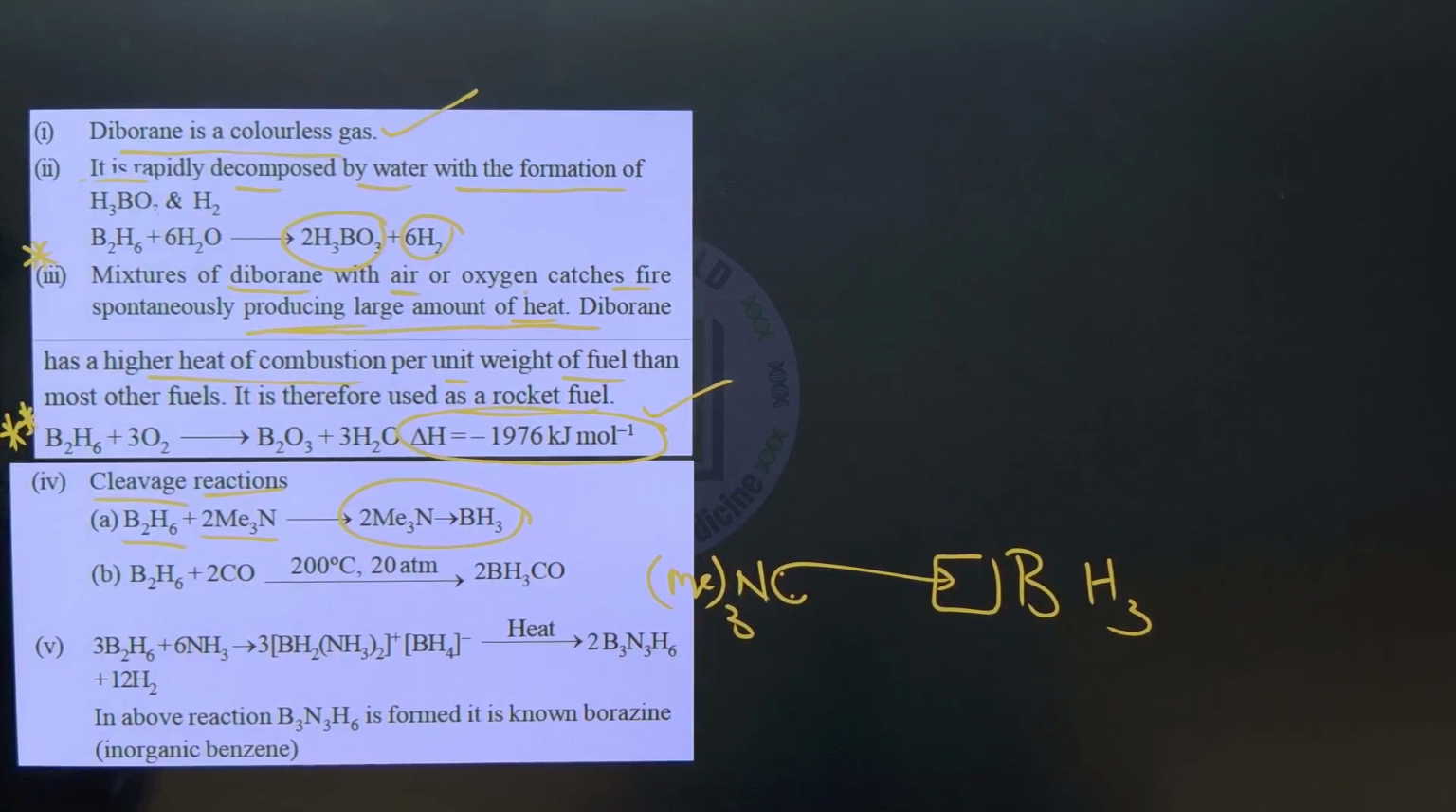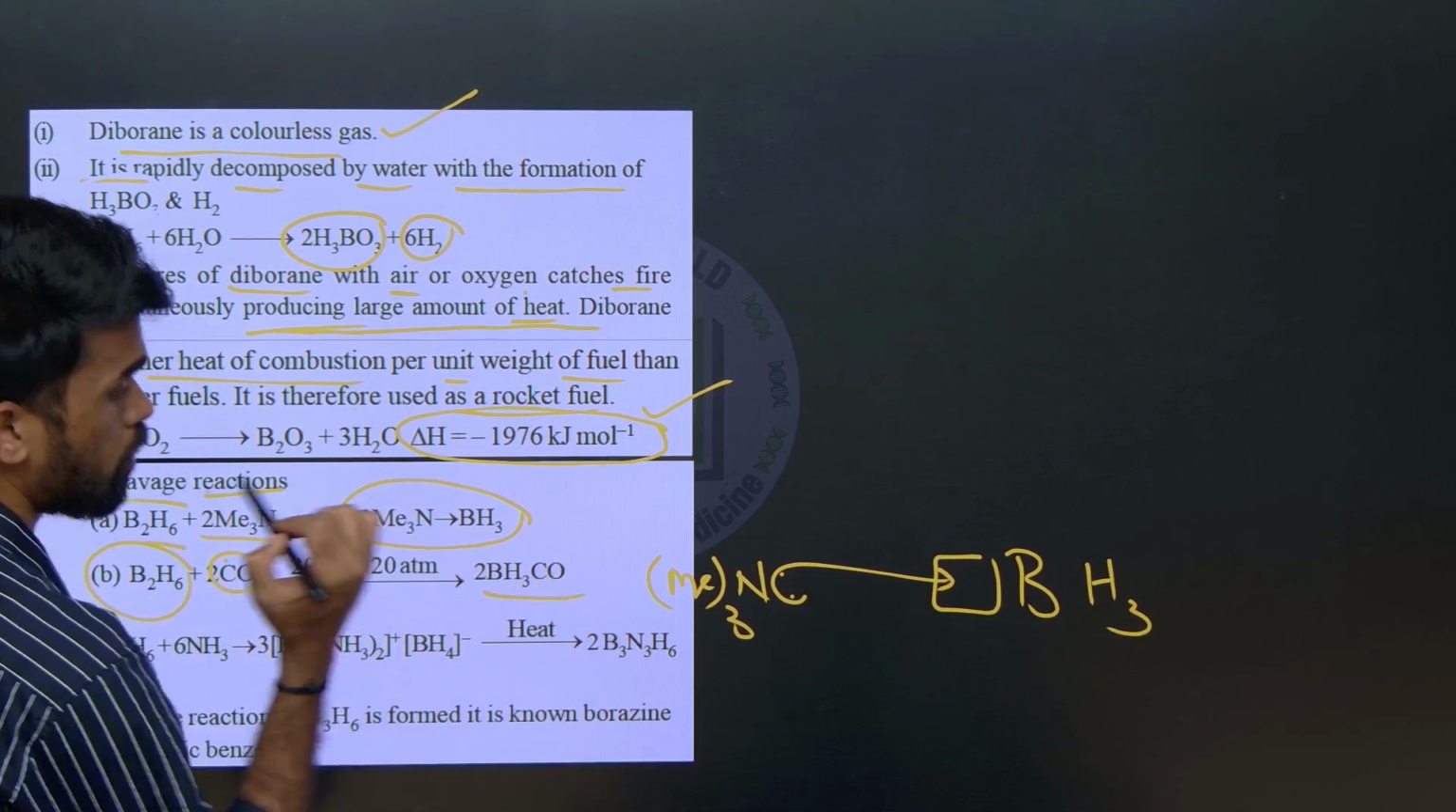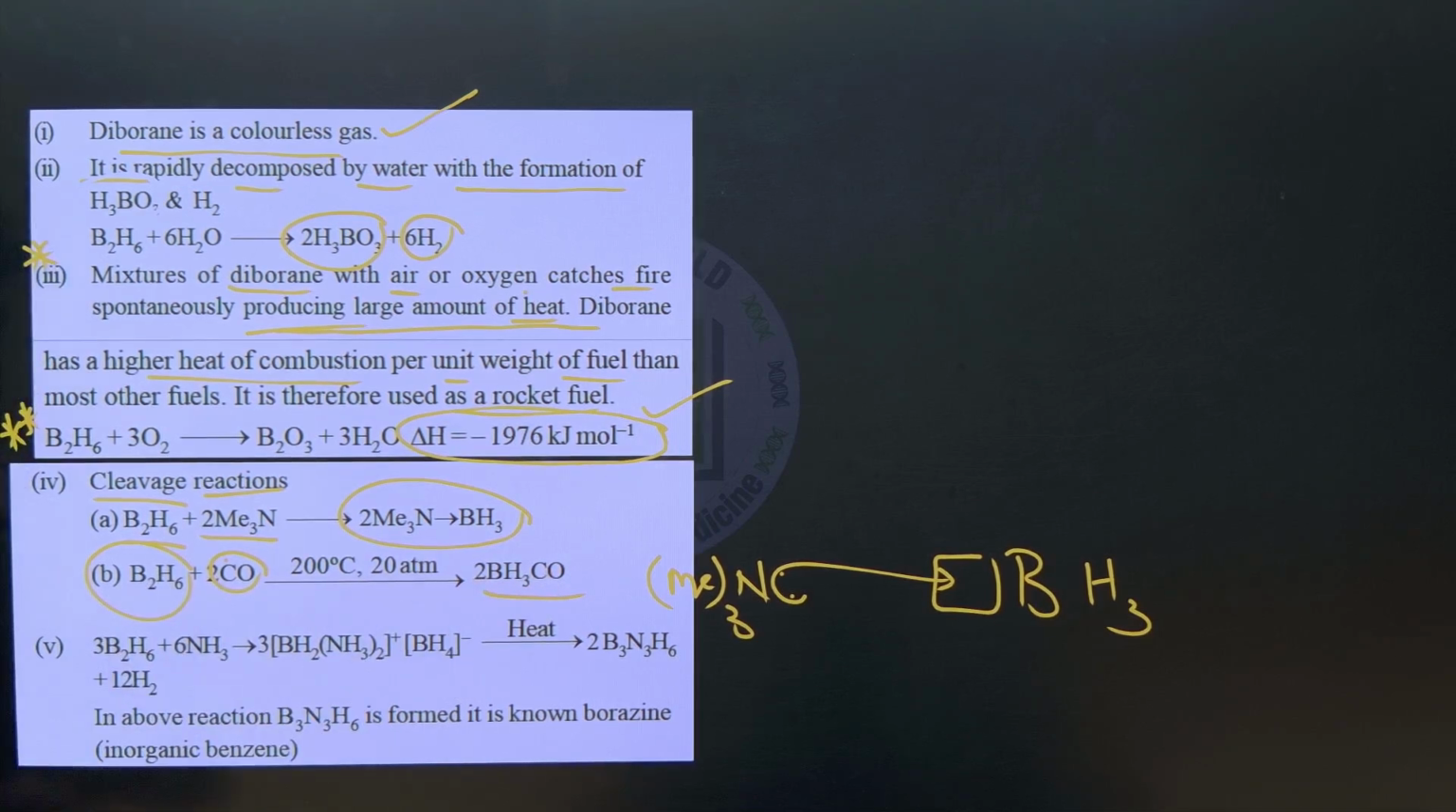This is what happens here. So here also, same story: the carbonyl compound donates its lone pair of electrons to one of the boranes, so it is forming an adduct like this. Then next, when diborane is heated with ammonia in a 1:2 ratio, there are different products.